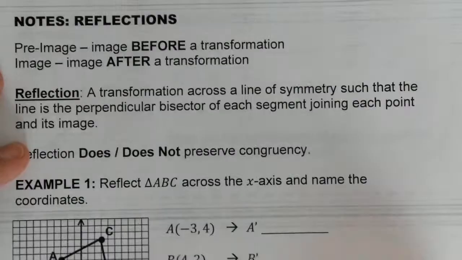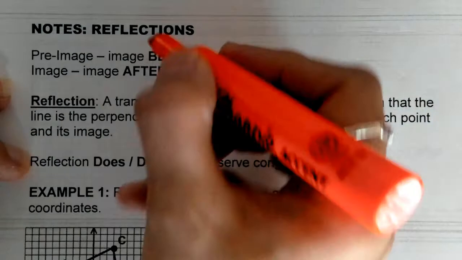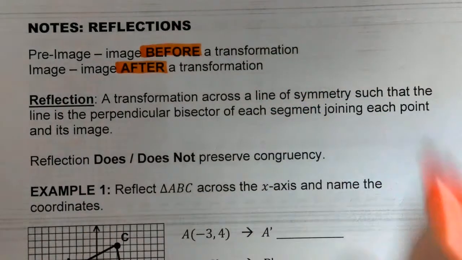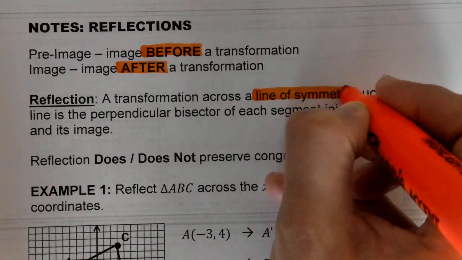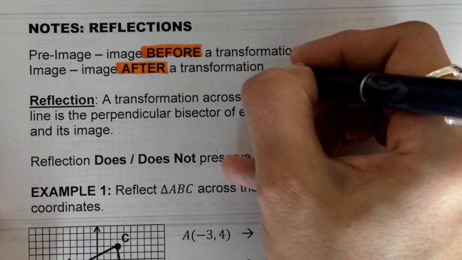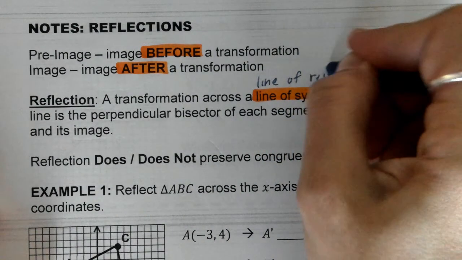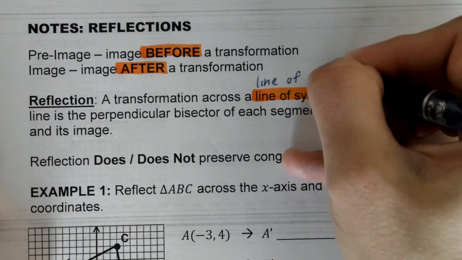Only one little part's going to be new on this, but here we already have a reminder that pre-image is before the transformation, image is after the transformation. A reflection is going to be a transformation across a line of symmetry. What I want you guys to write above that is line of reflection. Okay, oops, helps if I can spell. Your line of reflection is normally what we call this.